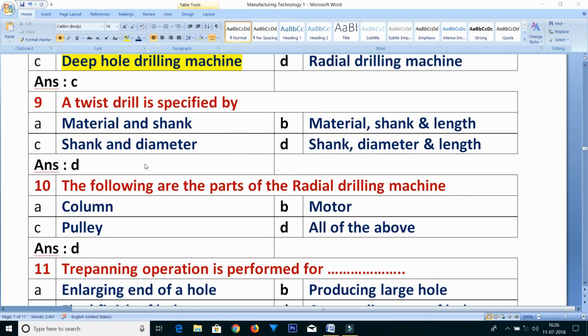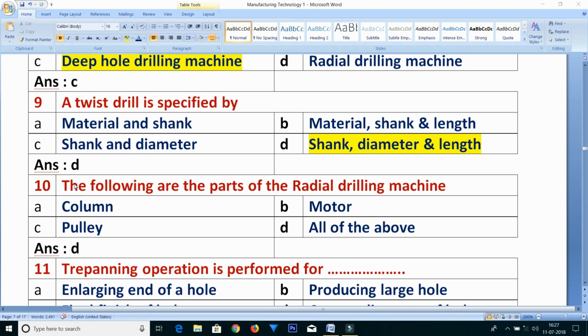Next is the ninth one. The question is, a twist drill is specified by. The options are option A, material and shank, option B, material, shank and length, option C, shank and diameter, option D, shank, diameter and length. The right option is option D, that is shank, diameter and length.